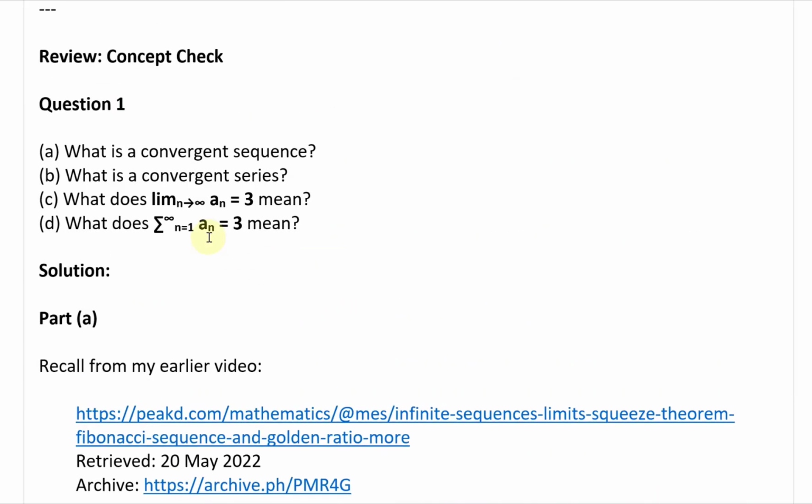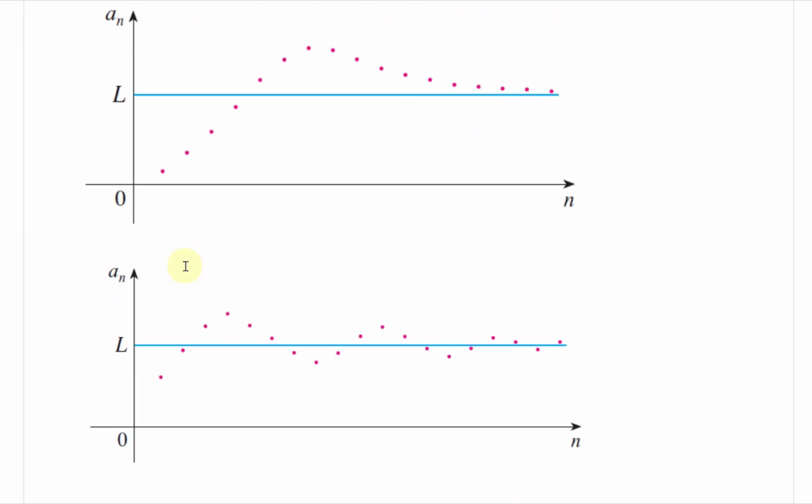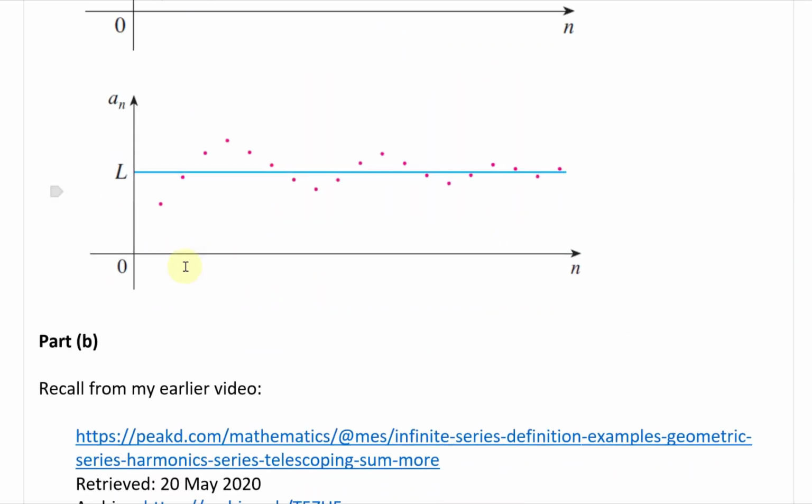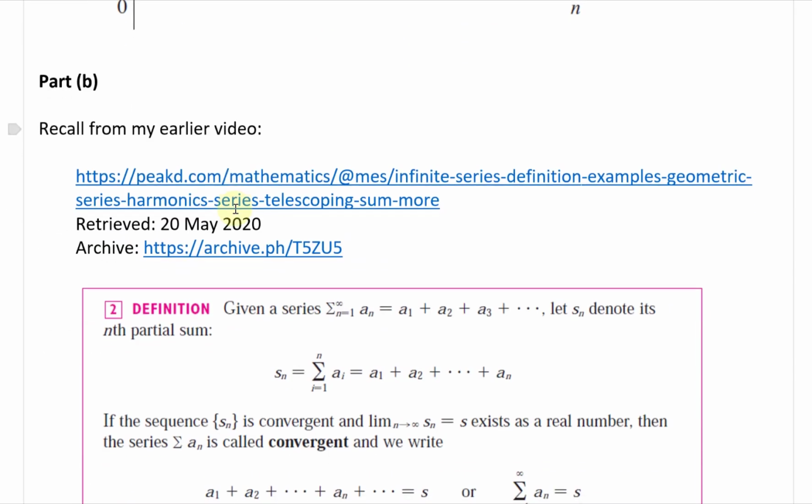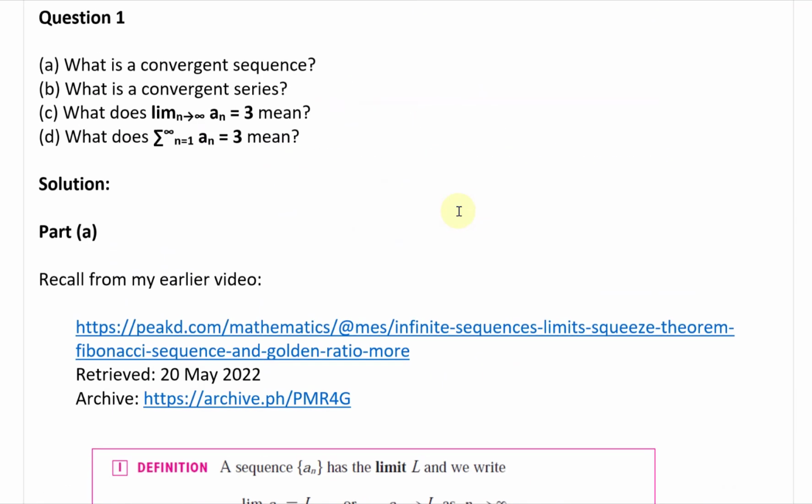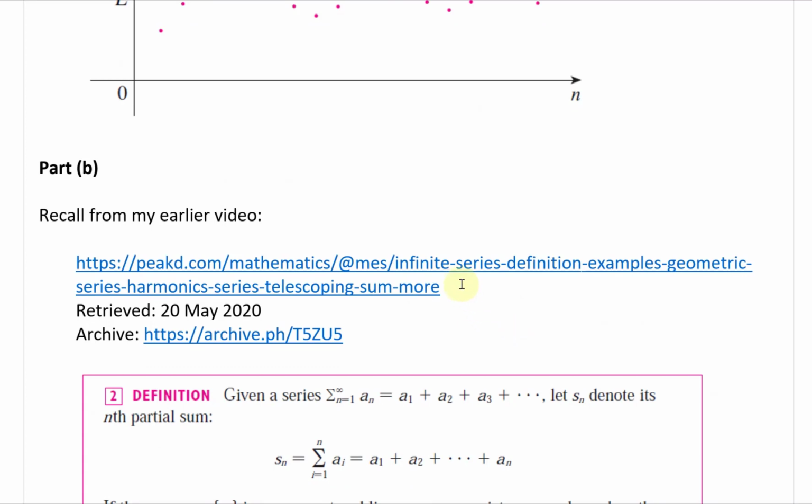So now let's look at part B. Part B is what is a convergent series? Remember, a series is the summation of them. These are just the list of the numbers. Now you're actually summing them up. So recall from my earlier video, this one is on infinite series. That video was on infinite sequences. This one's on infinite series.